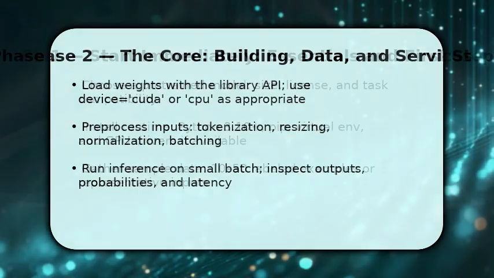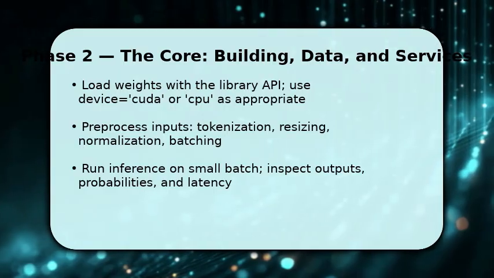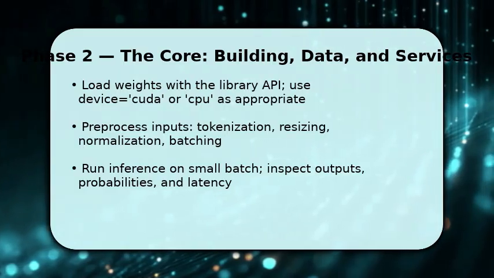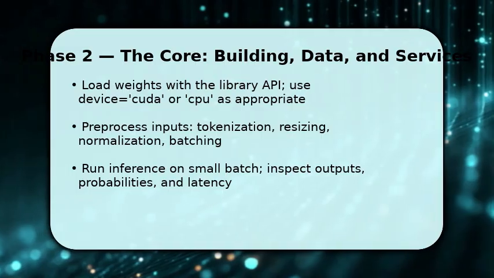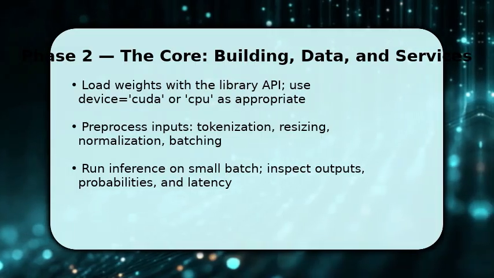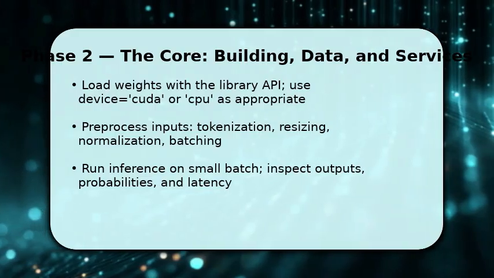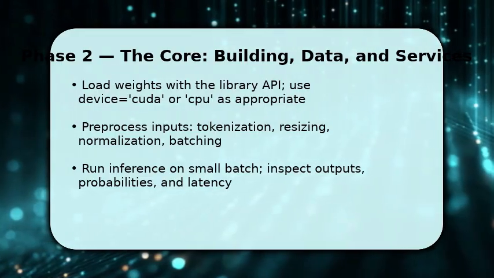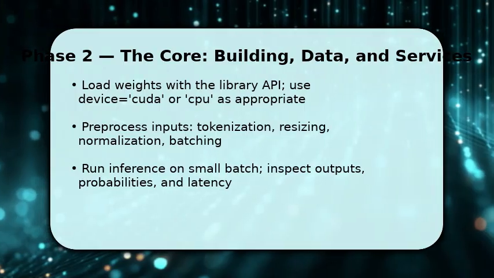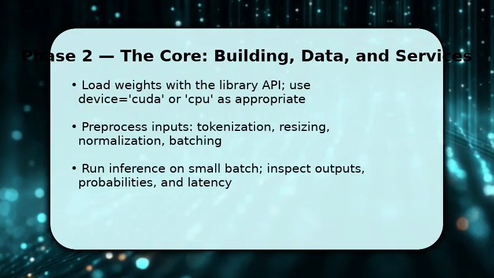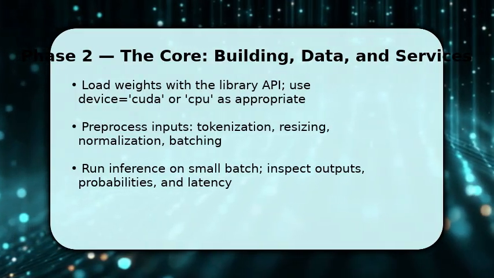You now load the model using the library API, specifying device equals CUDA if a GPU is available or CPU otherwise. Prepare your inputs, tokenize or resize, normalize pixel values or feature ranges, and batch to 8/32 for throughput testing. Run inference on a small batch, then examine raw outputs, confidence scores, and timing.